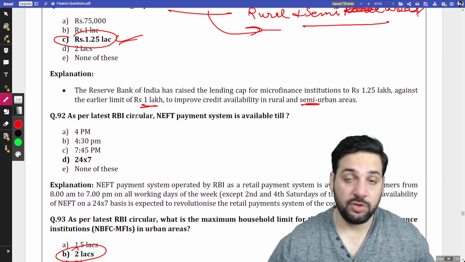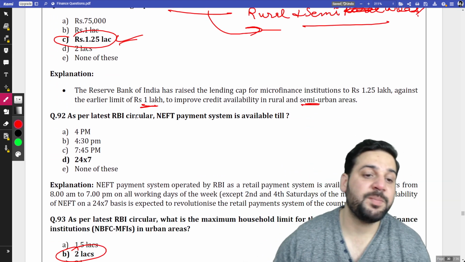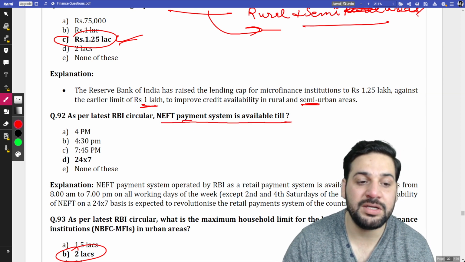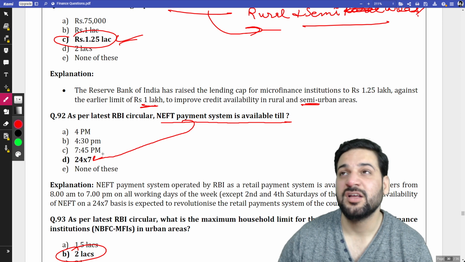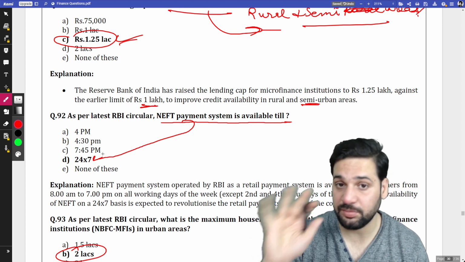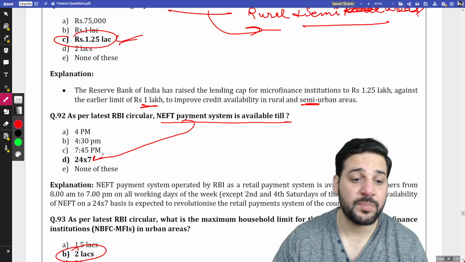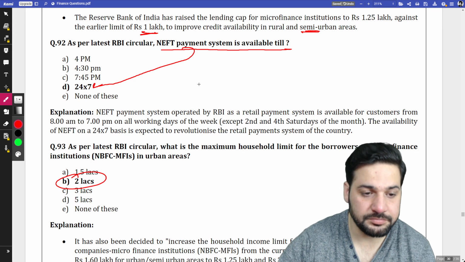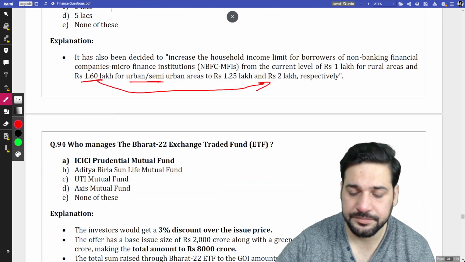I'm going to do this on a daily basis now. As per the latest RBI circular, the NEFT payment system would be available 24/7. I think this question was there in the RBI Grade B Phase 1 as well, so let me know if it was there. It would be available 24/7. This question we have already done.